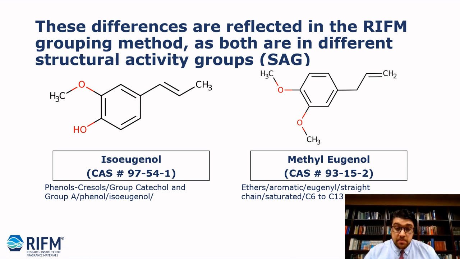These differences in structure have also been reflected in the RIFM grouping method, with the clustering that I spoke about in the beginning that we published back in 2020. Both of these materials have different structural activity groups that address the signature that defines the clusters that we use to compare the materials. So you can see isoeugenol starts in the phenylcresol group, where methyleugenol starts with ethers. This difference is significant and would result in these being in very different clusters in the overall clustering scheme, noting that they are not that similar.